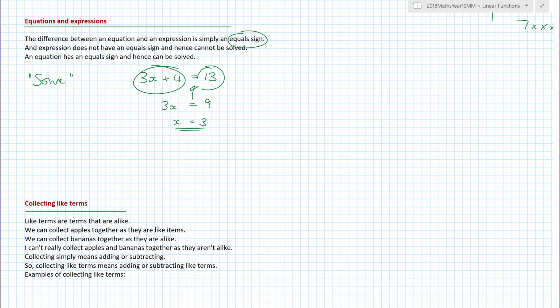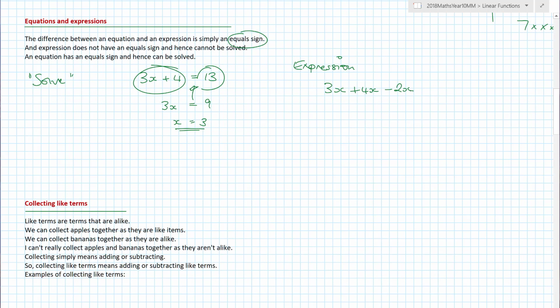An expression has no equal sign and is generally something that can't be solved. In fact, it's probably something that can't be solved. What do I mean by that? Well, look, if I had 3x plus 4x minus 2x, that does not have an equal sign. So it is an expression.